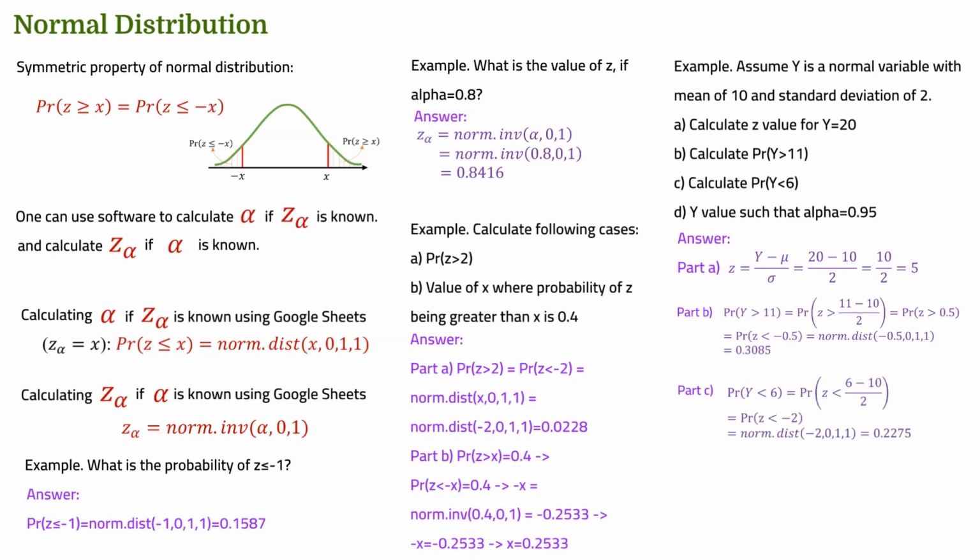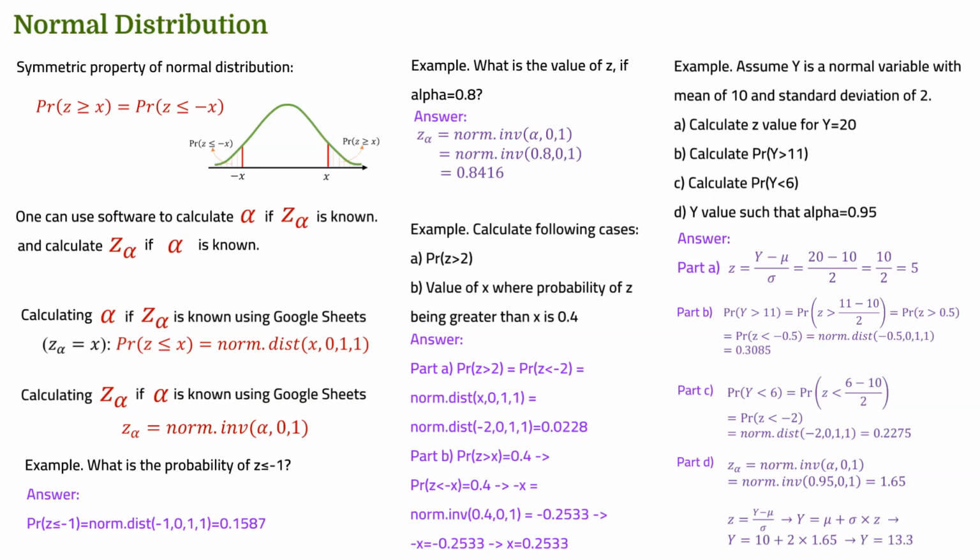For part C, probability of Y less than 6 will be probability of standard normal less than 6 minus 10 divided by 2, which is probability of Z less than minus 2. In Google Sheets, if you write equal norm.dist(minus 2, 0, 1, 1), it will return 0.2275. So norm.dist inside parentheses minus 2, comma 0, comma 1, comma 1 is what you write inside Google Sheets. And once you hit enter, it will return the probability.